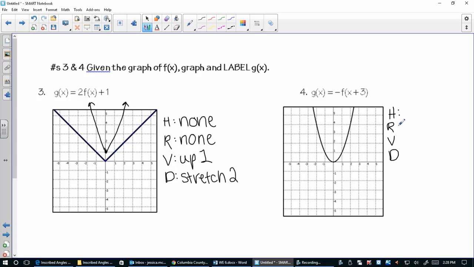So horizontal shifts, I'm looking inside of parentheses. And here I have that +3. Remember, it's the opposite of what it seems like it should be. So +3 is going to tell us to go left 3.